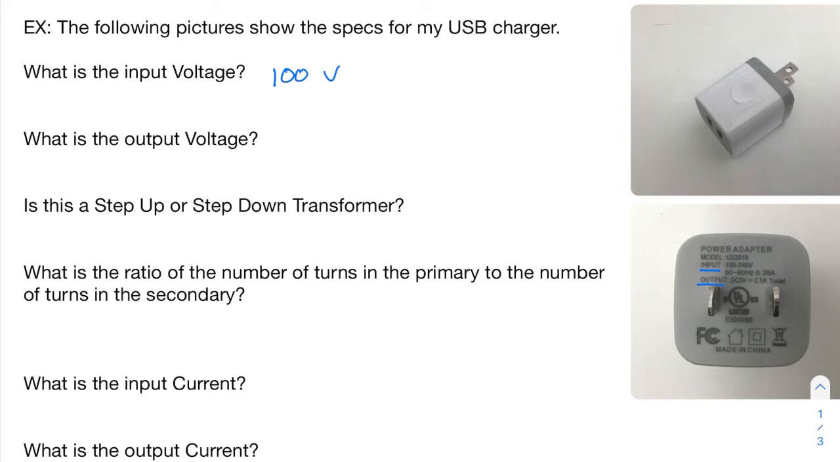What is the output voltage? It says right here that it is going to be 5 volts. Is this a step up or a step down transformer? It is a step down transformer. It takes it from 100 volts to 5 volts.